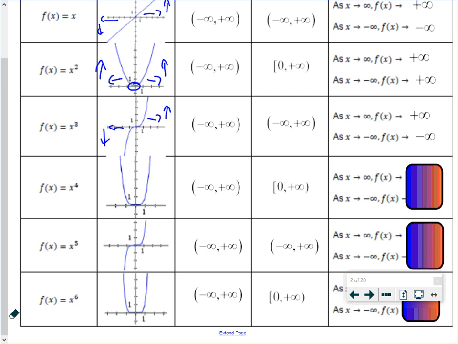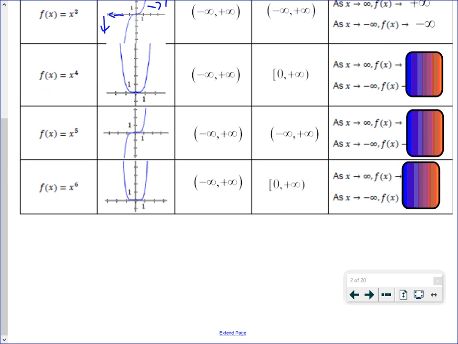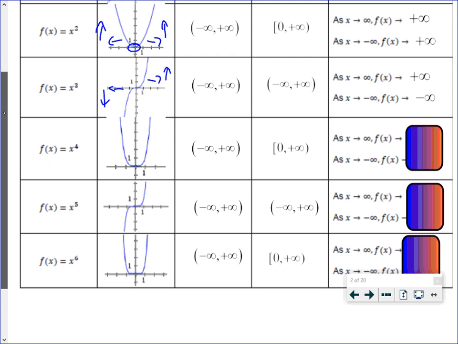For f of x equals x to the 4th power, we can see that it looks very similar to f of x equals x squared. f of x equals x to the 4th power is just a little steeper, and this part right here is a little wider. But they are actually very similar. The domain, range, and end behaviors of f of x equals x to the 4th and f of x equals x squared are the exact same. And we can see that because both graphs look very similar.